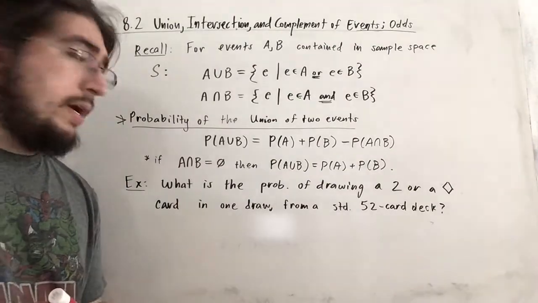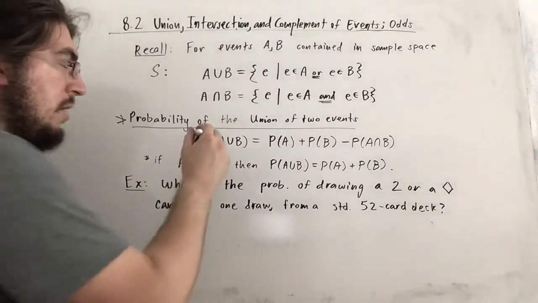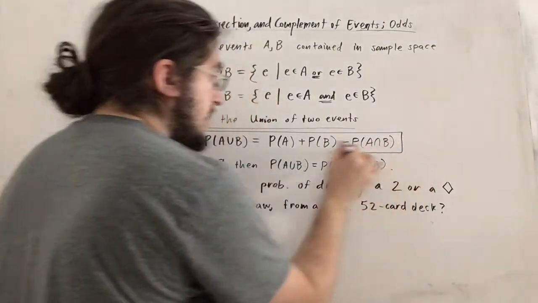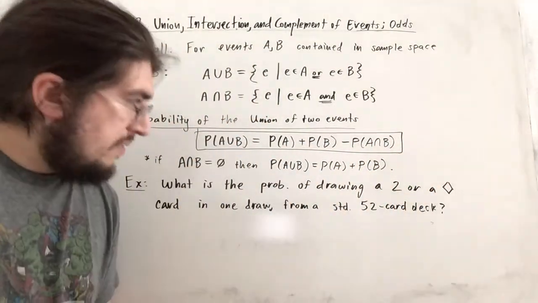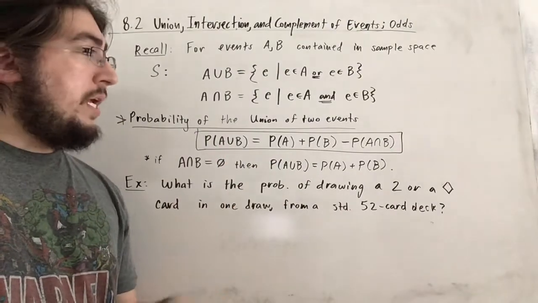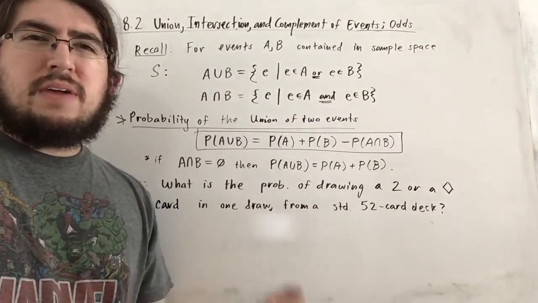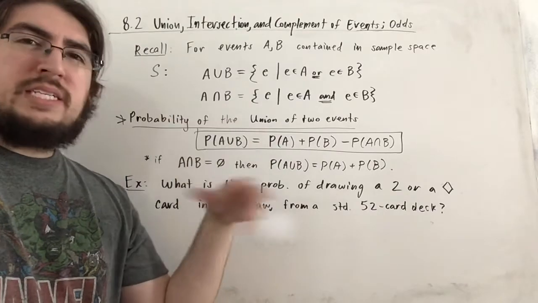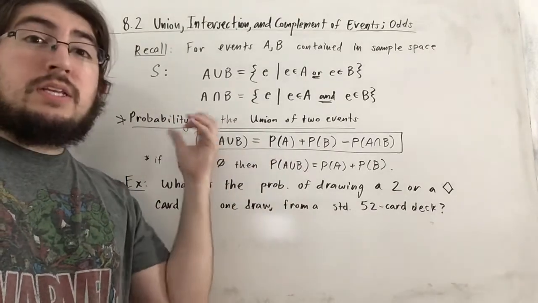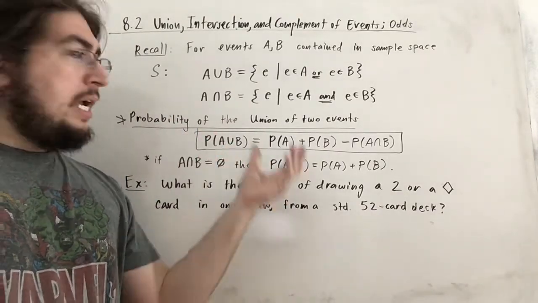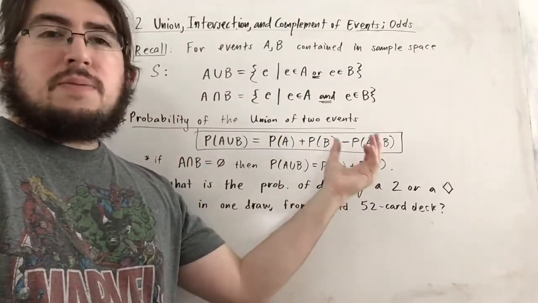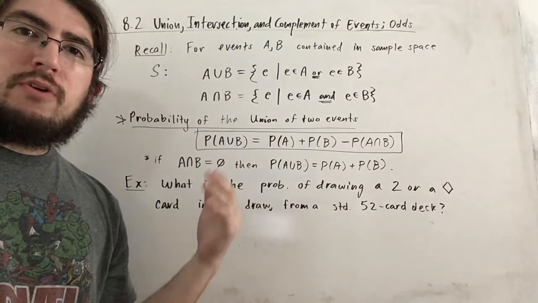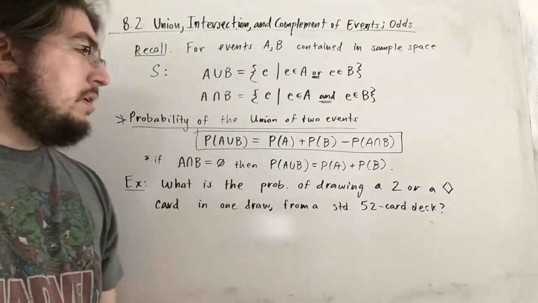This is actually pretty important. This is the big equation here. It says the probability of A union B is the probability of A plus the probability of B minus the probability of A intersect B. This should make sense if you recall how we calculate the number of things in the union. It's the number of things in each one added together minus the number of things in the intersection, because of overcounting or double counting.